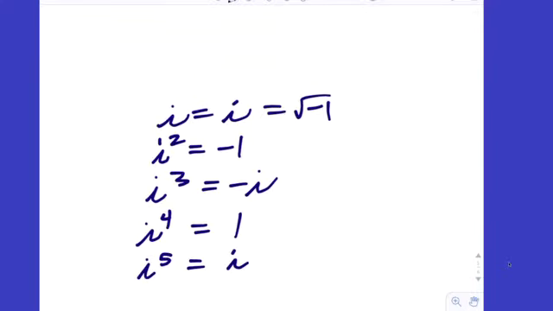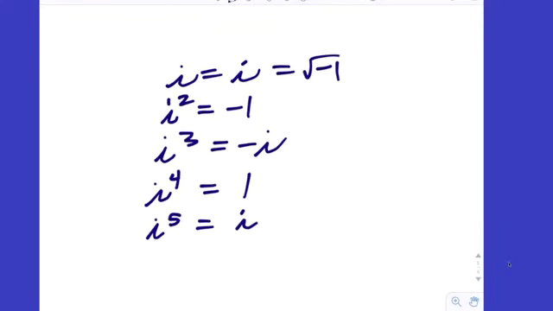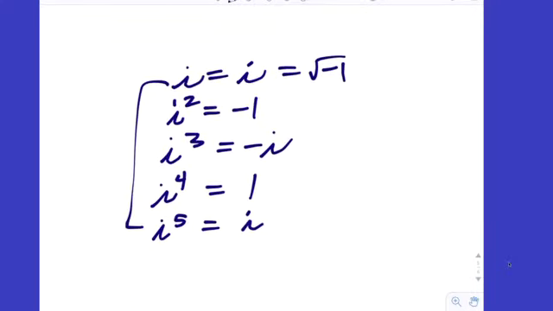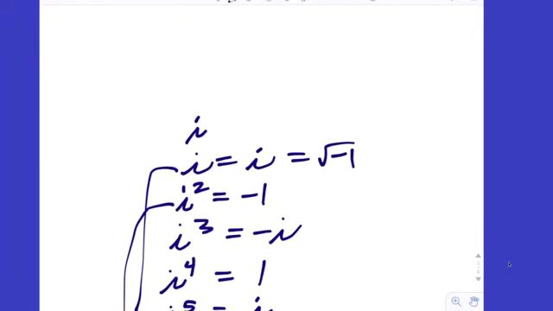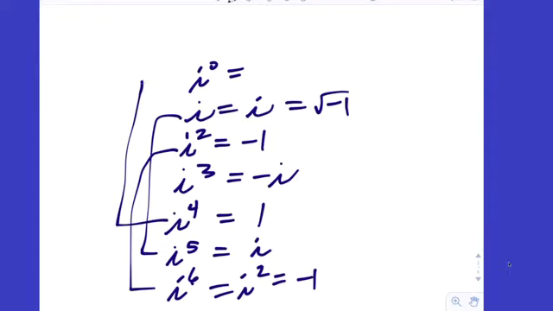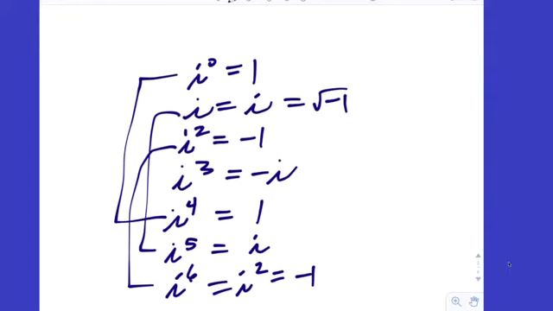It's modular arithmetic. So i to the 5th would be equal to i, and i to the 6th would be equivalent to i to the 2nd, which is equal to negative 1, so on and so forth. And you can even work backwards. What is i to the 0th power going to equal? Yeah, if you work backwards, it should equal 1, right? Anything to the 0 power is 1.